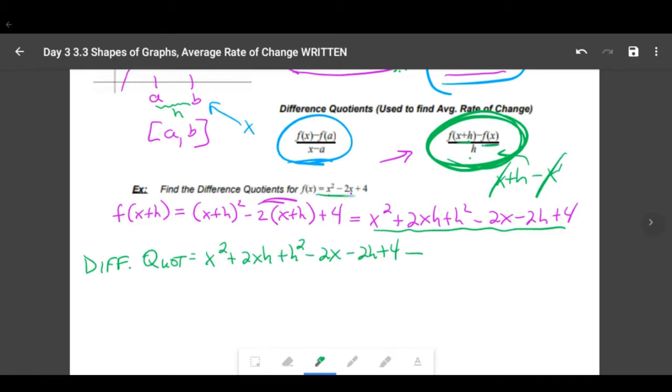Well, that's the nice thing given to us already, right? But you have to make sure you do the quantity x squared minus 2x plus 4, because you're subtracting the entire group. Okay, so in order to find the difference quotient, we take the first part minus the second part, and that whole thing is going to be divided by h.